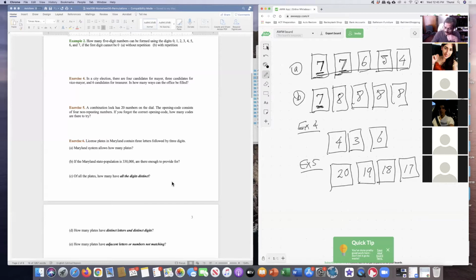We're doing exercise 6 now. Let me clear the board and let me read the problem for you. License plates in Maryland contain 3 letters followed by 3 digits. So the first question is, how many different plates are possible? Anybody? Just tell me what numbers to multiply.